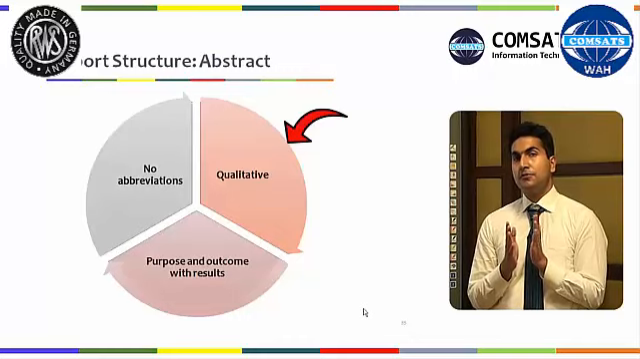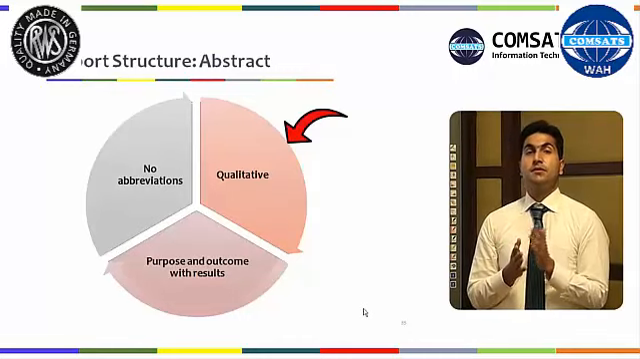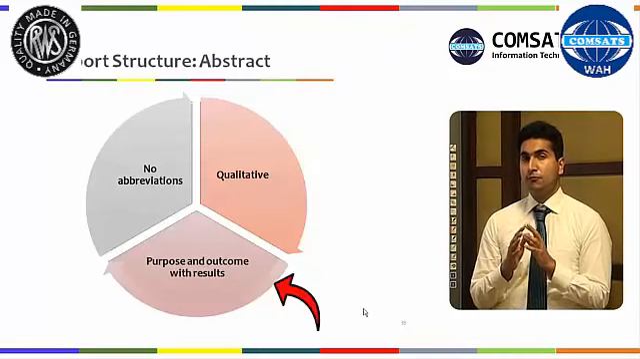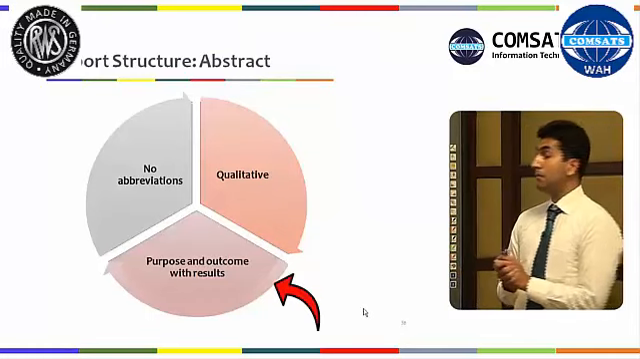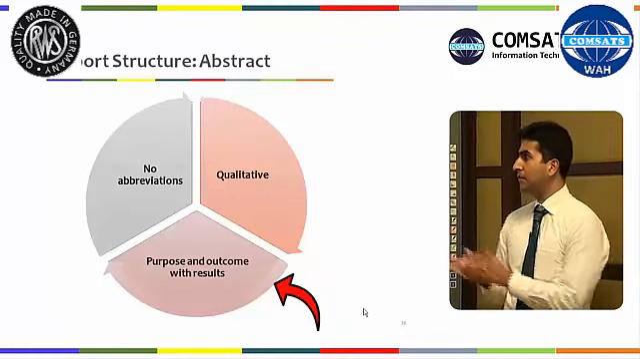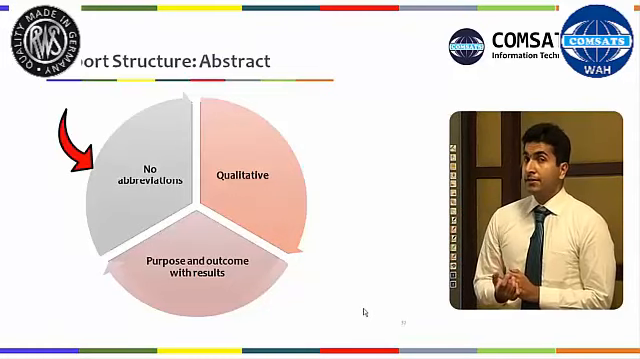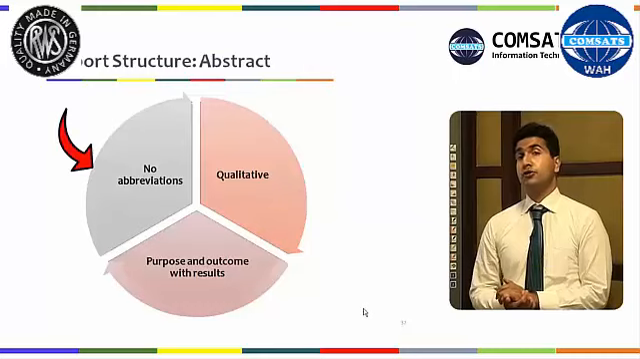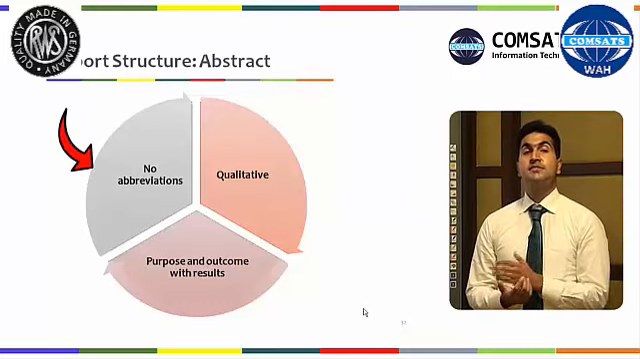Your basic abstract should tell you why this thing has been written, what the basic outcome is, and what your basic recommendations are. And that would make a good abstract. As I have written over here, purpose and outcome with results are expected, and that is going to make it qualitative. One thing to avoid while preparing your abstract is the use of abbreviations, because the executive summary basically comes at the beginning.